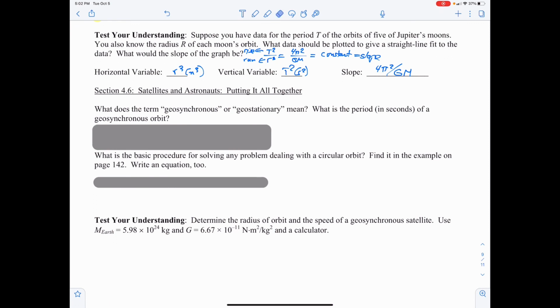Section 4.6. Satellites and astronauts. What does the term geosynchronous or geostationary mean? What is the period in seconds of a geosynchronous orbit?